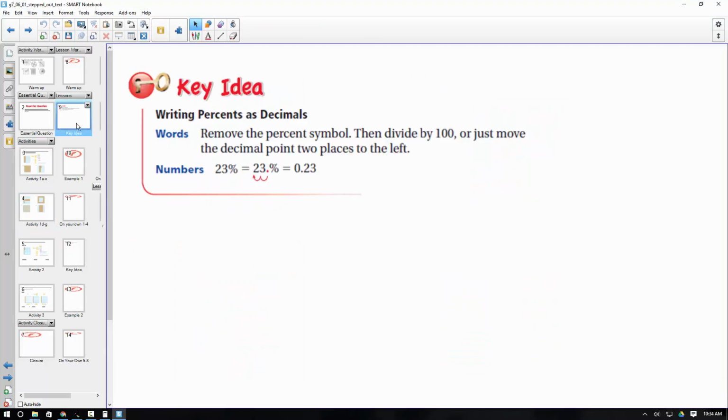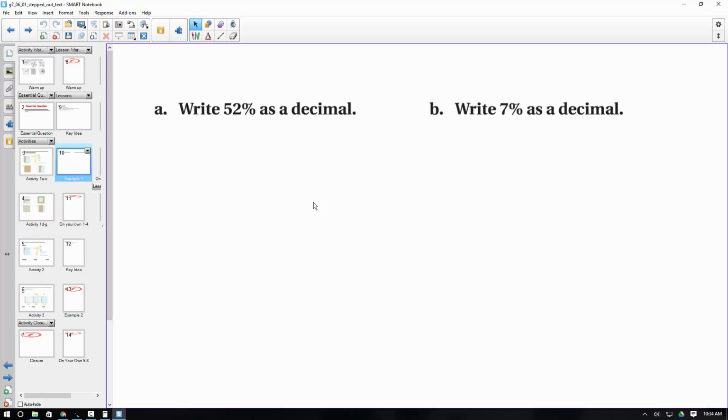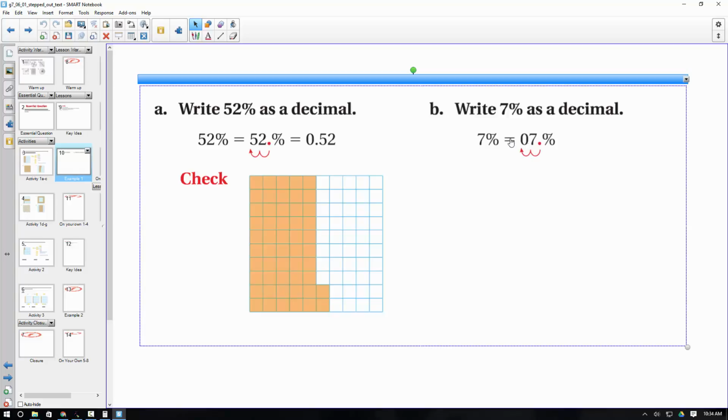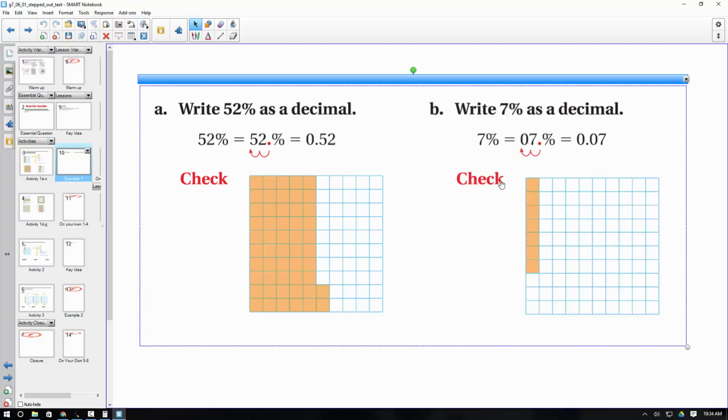So now let's start getting into the key ideas. So here's how it basically works. Writing percents as decimals, just remove the percent sign, that's the first thing, and then divide by 100, or move the decimal 2 places to the left. So if you are at 23%, you get rid of that percent sign, go over 1, 2, and now you're at 0.23. So write 52% as a decimal. Again, I get rid of this right here, and it'll just be 0.52. This one here, get rid of the percent sign, and I have to go over 2 spots, 1, 2, and it'll be 0.07.